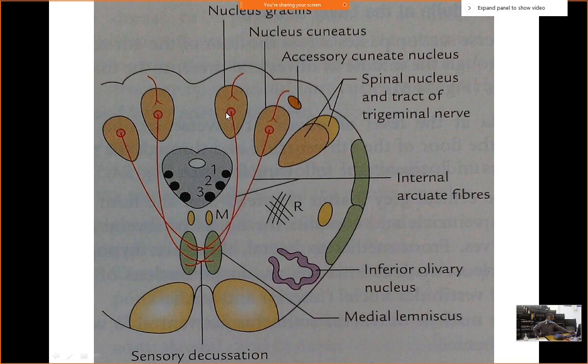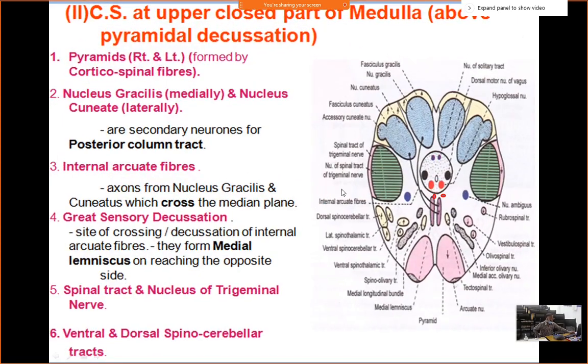Now the fibers from the gracile and cuneate nuclei cross, and these are known as the medial lemniscus, and these are known as the internal arcuate fibers, and this is called the sensory decussation. At the central gray matter, these are ultimately the nuclei which are present at the floor, or you can say at the ventral aspect of the central gray matter.